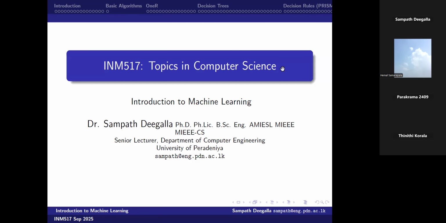Okay, so last time we looked at the machine learning fundamentals and we started looking at very basic algorithms. And later we also looked at the software part of this, which is WEKA. So today we are going to continue. Mainly I'm going to discuss other machine learning algorithms. Mainly I want to discuss decision trees.